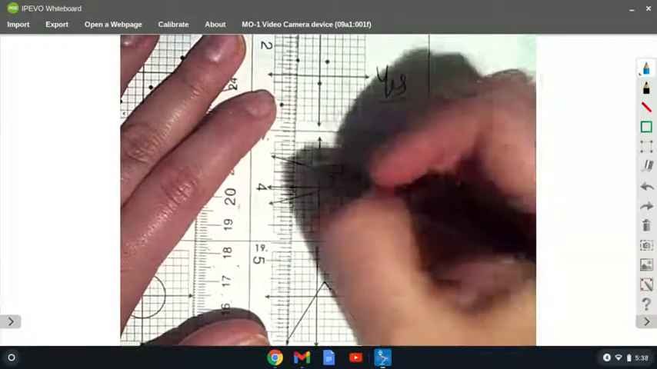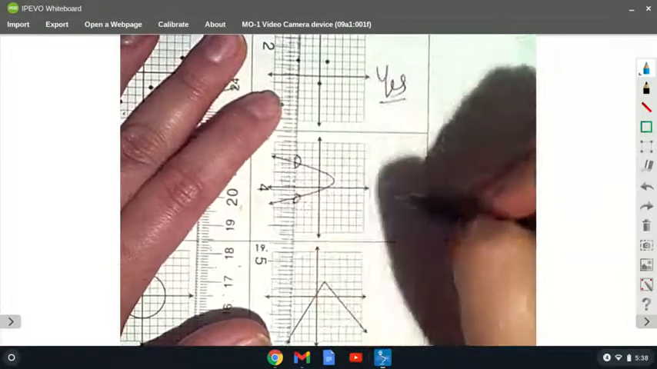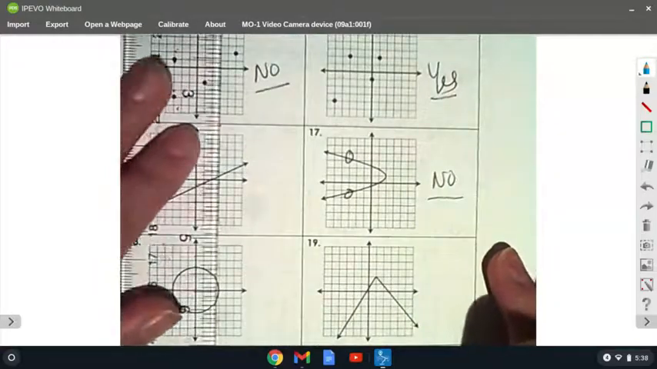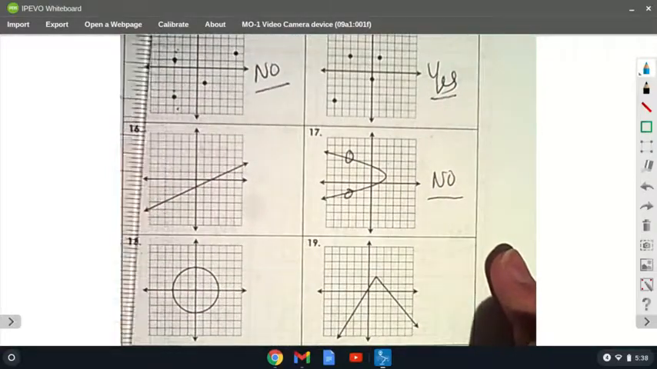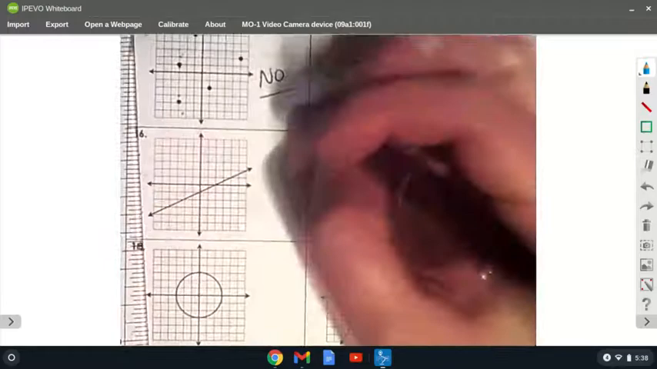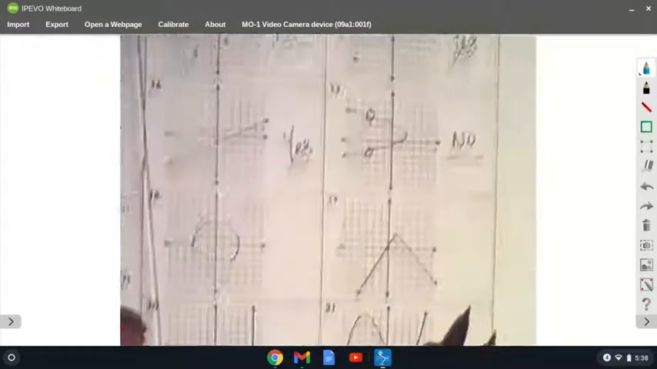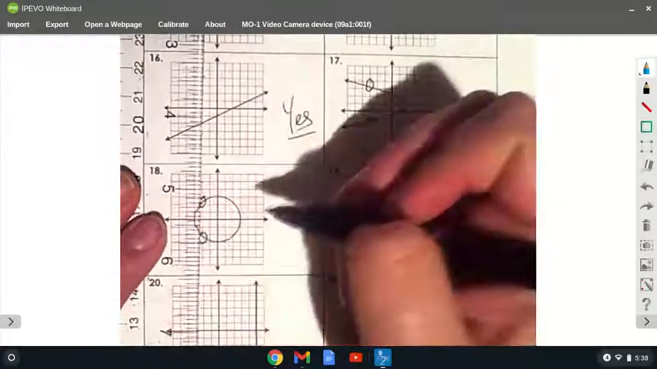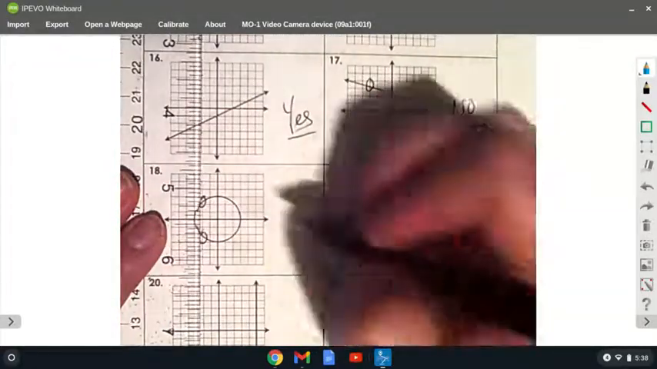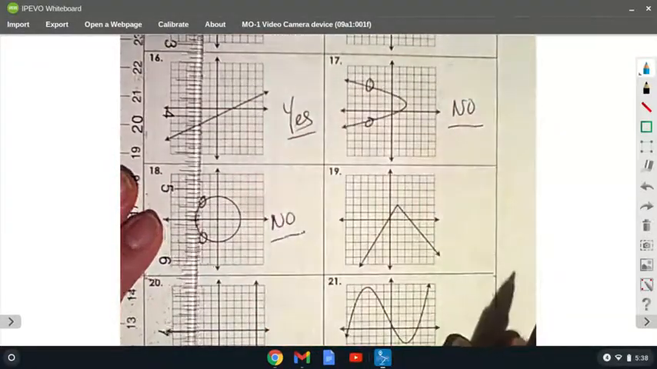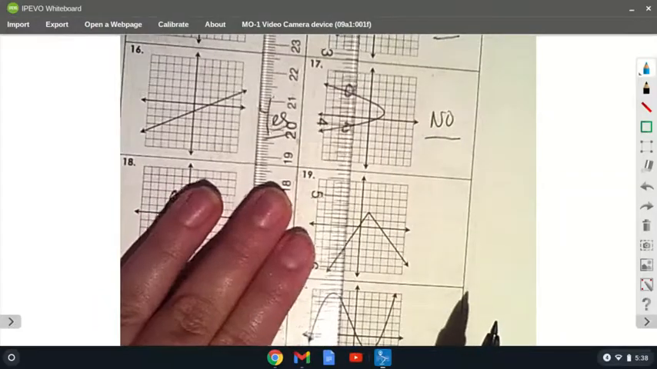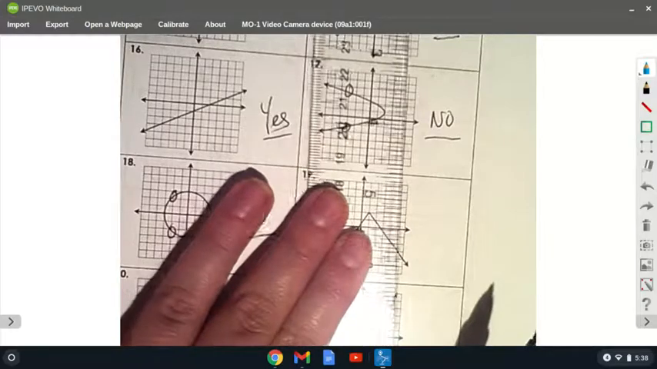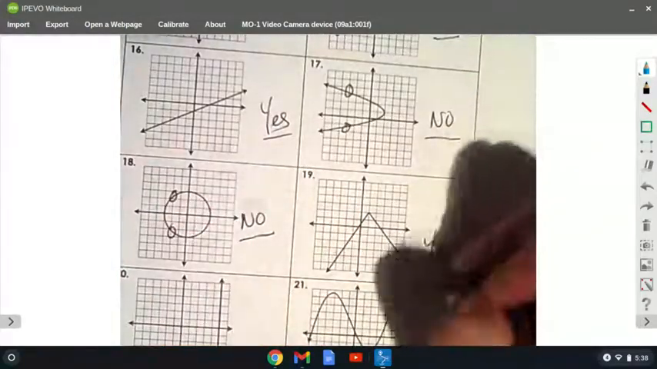This one hits my ruler here and here at the same time. So this is not a function. This one never does my line hit it twice in the same spot. So this is a function. This one, no matter where I put my ruler, it touches it in two places. That's just an example. So this is not a function. This one, if I drag my ruler, it doesn't appear that I ever touch it in two places. So this is a function.